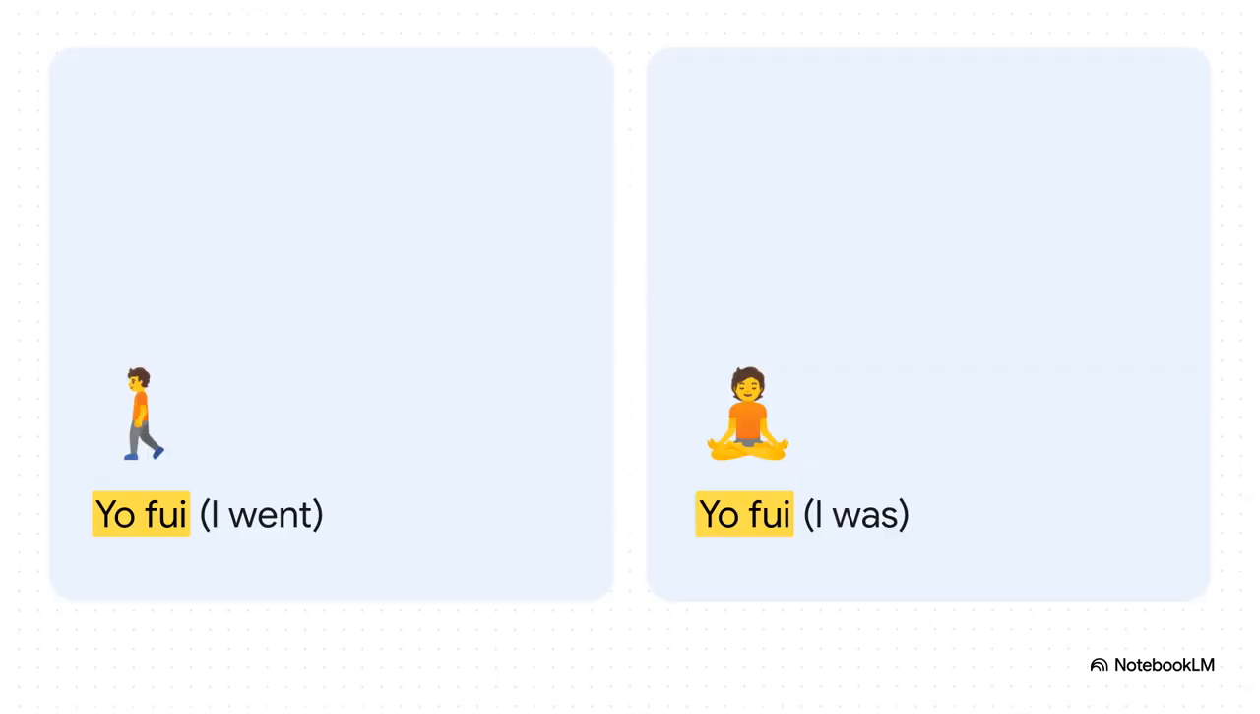So that's a win. But wait, you might be asking, if yo fui means both I went and I was, how on earth do I know which one someone is saying? Honestly, it's all about context. Because they sound completely identical, you must rely entirely on the context of the sentence to figure out the meaning. Generally speaking, if it's followed by a destination, it's went. If it's followed by an adjective or description, it's was.